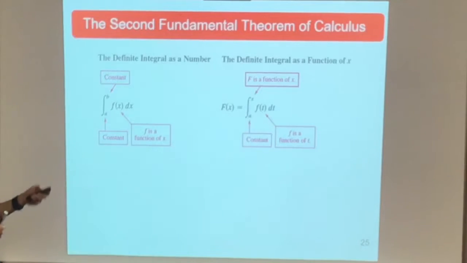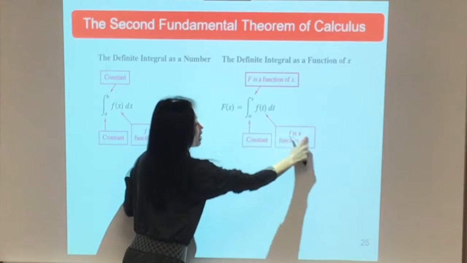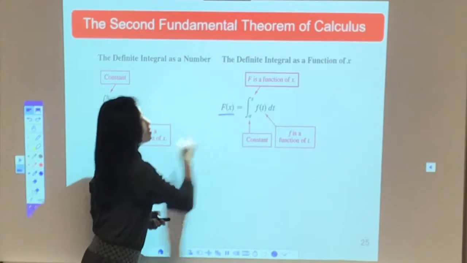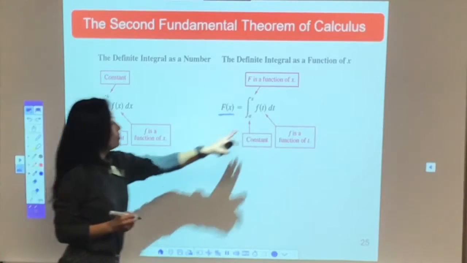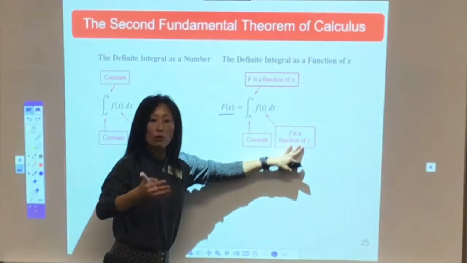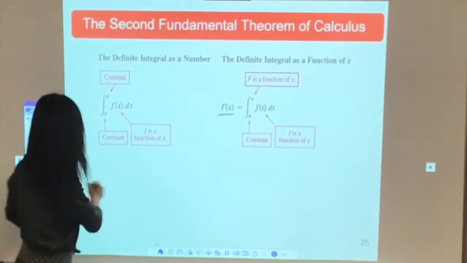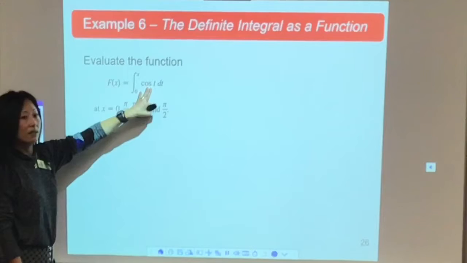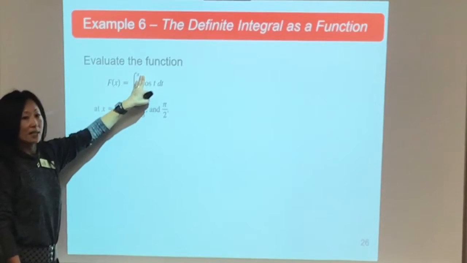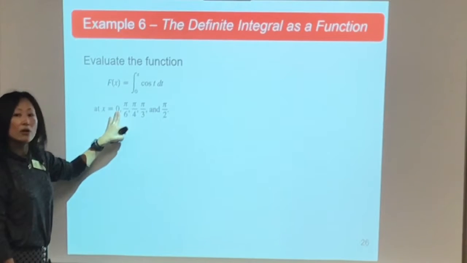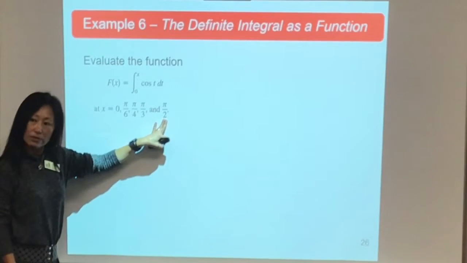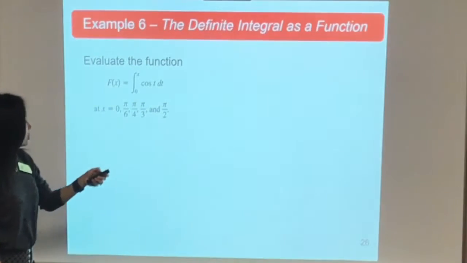So f is a function of x, so I can rewrite this problem with t inside. Different variables, I'm going to use it. Even though my answer is going to be f of x, inside of the integral I'm going to use a different variable so you will not be confused. For example, this one. I want to evaluate this function, and the interval starts with 0 to x, and I'm going to choose different x. X can be 0, pi over 3, pi over 6, pi over 4, pi over 3, and pi over 2. Are you with me? I have different x. So let's look at the picture.